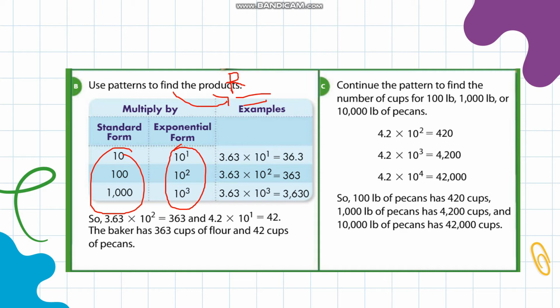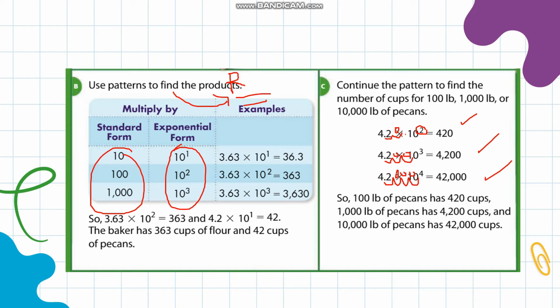So 4.2 multiplied by 10 squared. So 2 means 2 movements, 1 and 2. So my decimal is at the end, then I need to add 0, that's why 420. 10 cubed, so 1, 2, and 3. So my decimal is at the end, so I need to add 2 zeros, that's why the answer is 4,200. To the fourth, 4 movements, 1, 2, 3, and 4. So I need to add 3 zeros, so the answer is 42,000.